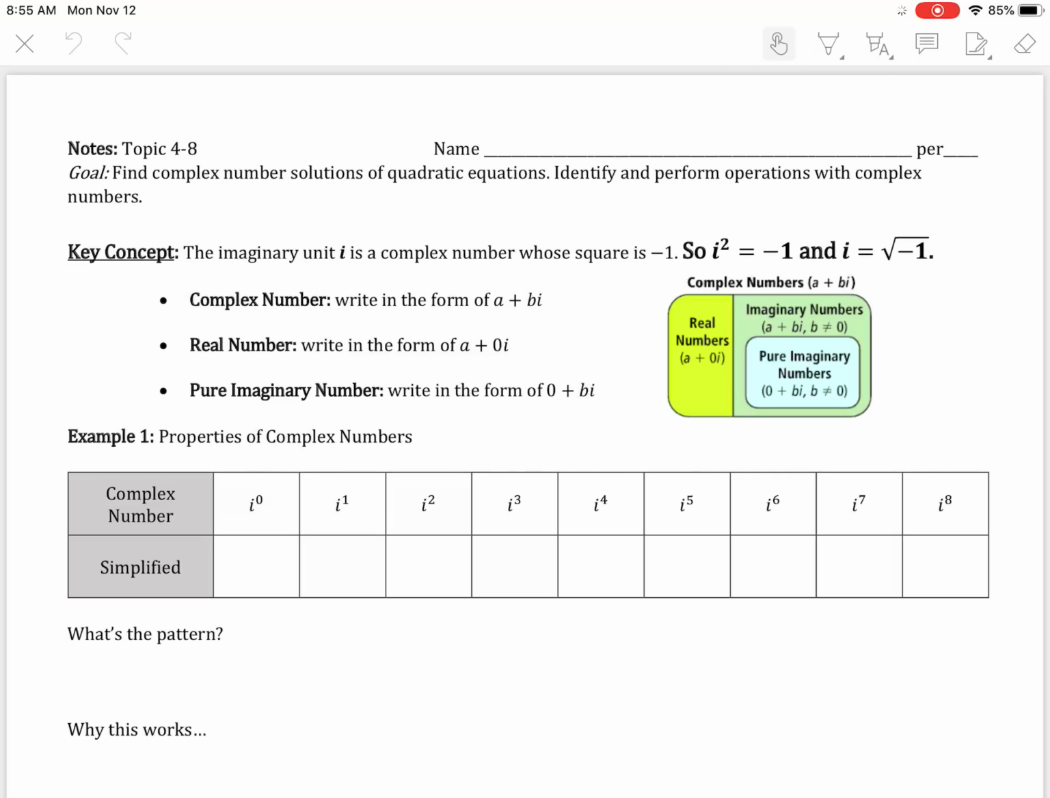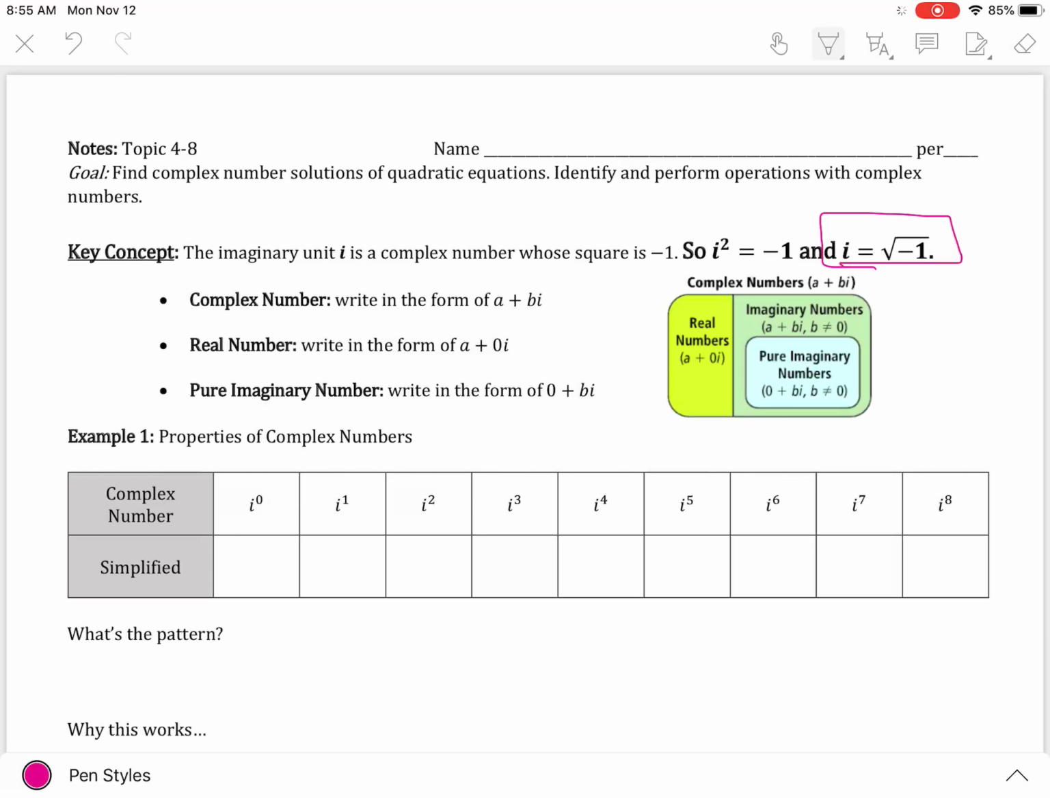Today our goal is to find complex number solutions of quadratic equations, and we're also going to be learning about the properties and be able to identify complex numbers. With complex numbers, we use an imaginary unit i. i squared is -1, and i equals the radical -1. Most of today I want you guys to be looking for radical -1s in here, and that'll help us find the imaginary unit i.